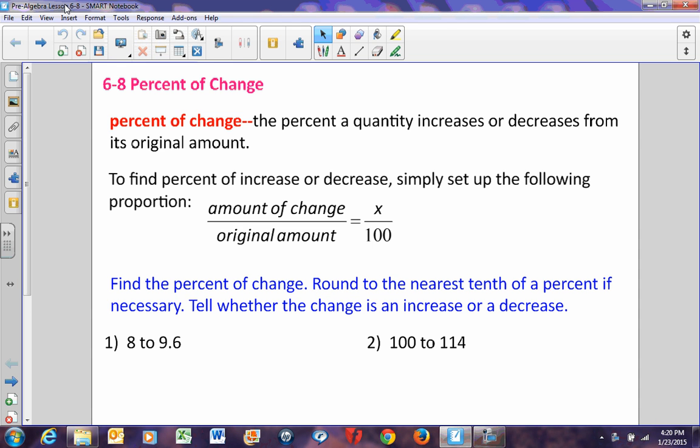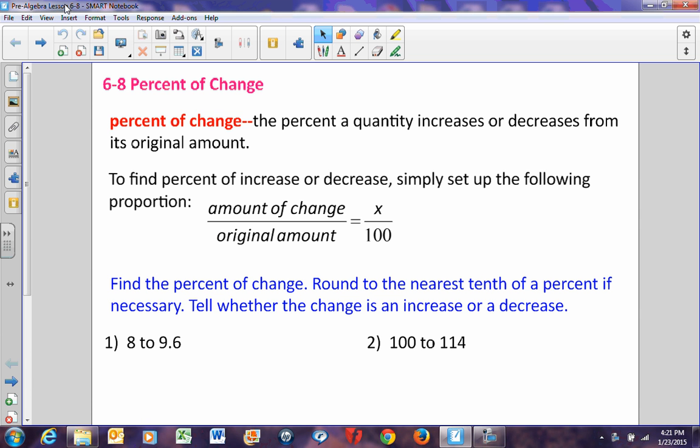Pre-Algebra Lesson 6-8. Percent of change. Percent of change is the percent a quantity increases or decreases from its original amount. You will hear all the time, when they're trying to tell you you have a great sale, it is 50% off, or you're only paying 20% of the original price. Or things of outrageous proportions like that. You really should know whether or not they're telling you the truth, and the best way to do that is if you understand how to deal with percent of change.